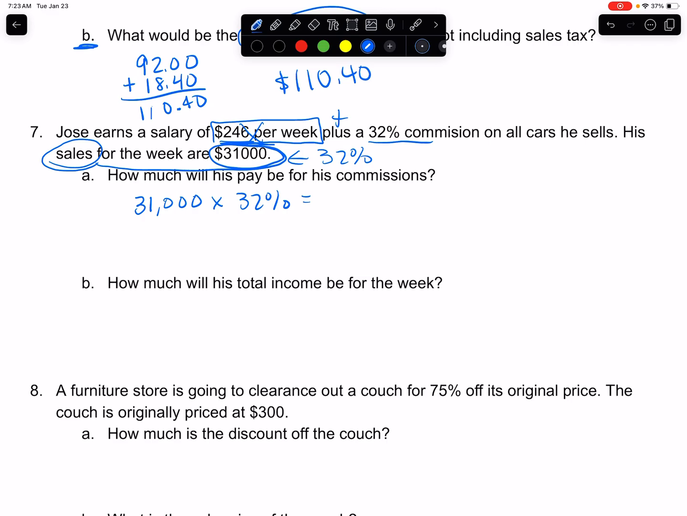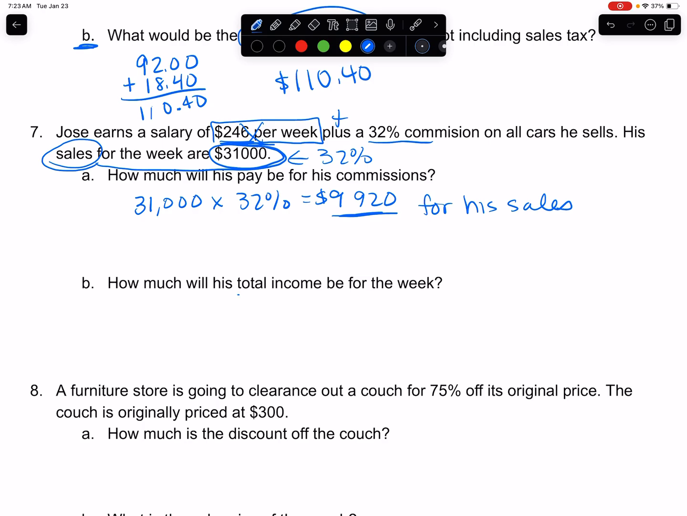And I will use my calculator because you will have that available to you. And I get $9,920. Maybe I'm in the wrong profession. So this is for his sales.